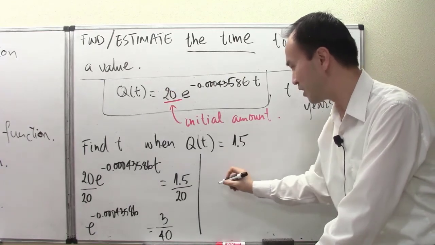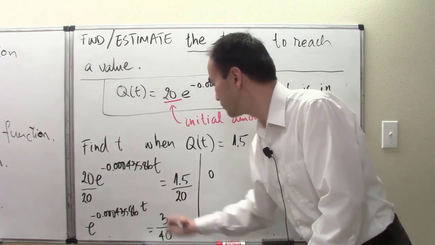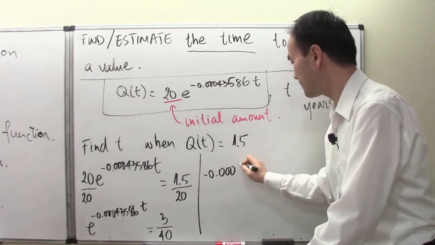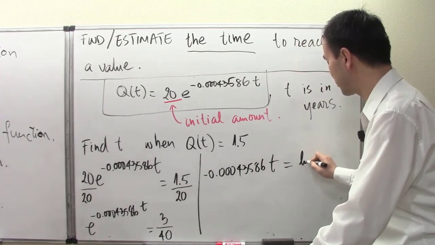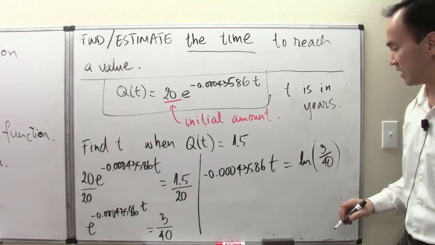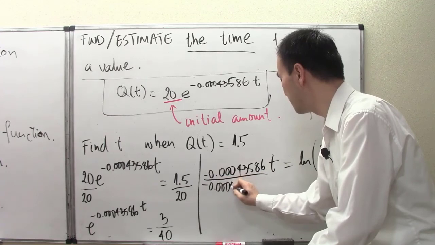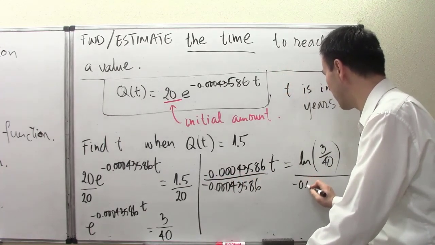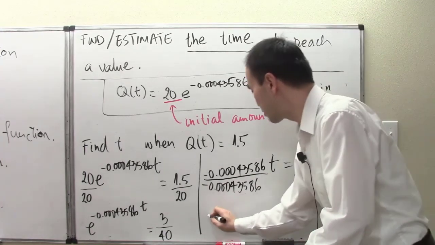Okay, and so now here I missed a t right there. So negative 0.0043586 t equals natural log of 3/40. All right, and so now we're just going to divide both sides by negative 0.0043586.